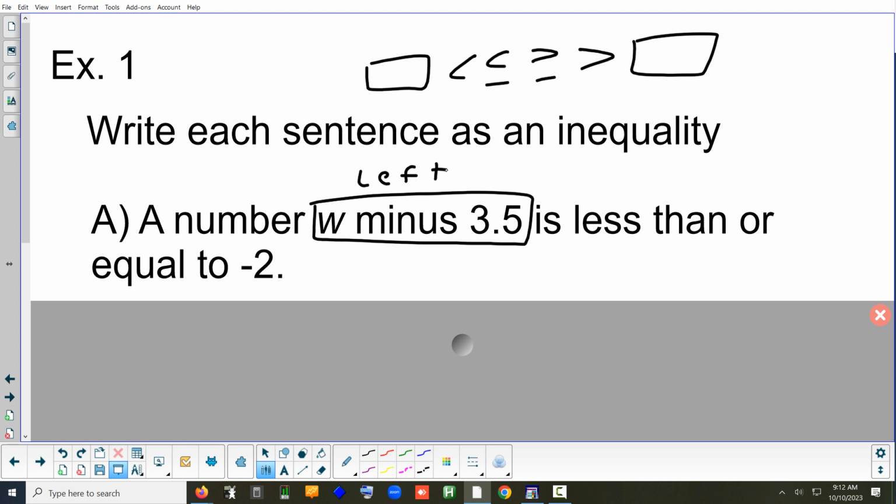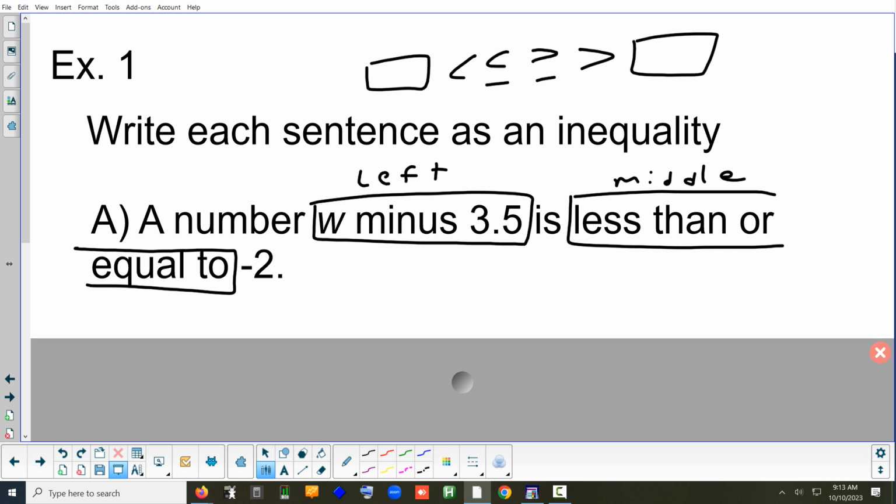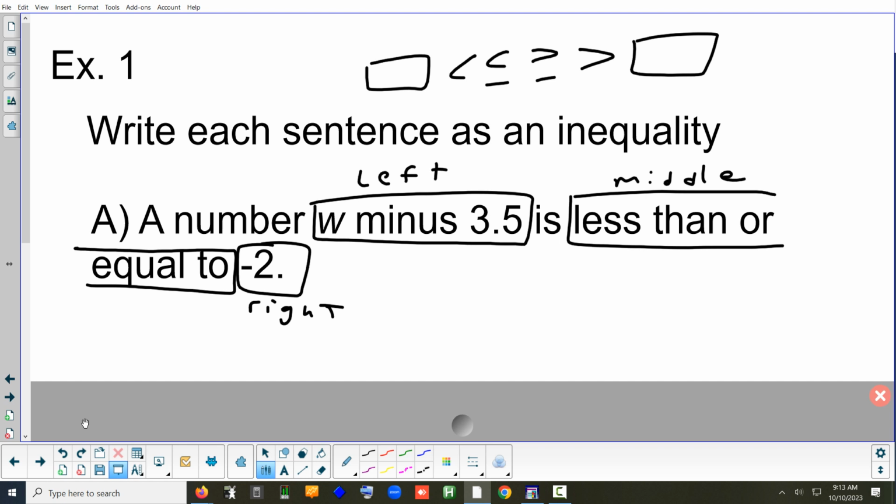Now, what's the inequality phrase in this problem? Is less than or equal to. Let's do it like that because it's on 2 different lines. Is less than or equal to. That's the inequality phrase. All that's going to be in the middle. And then what is going to be on the right? -2. It's going to be on the right. So now we know where each thing goes. We just have to convert it from words to an inequality.